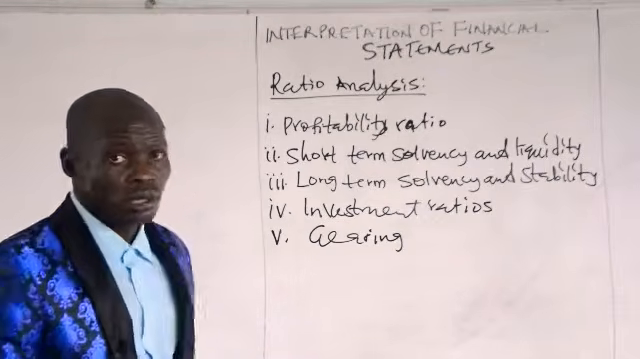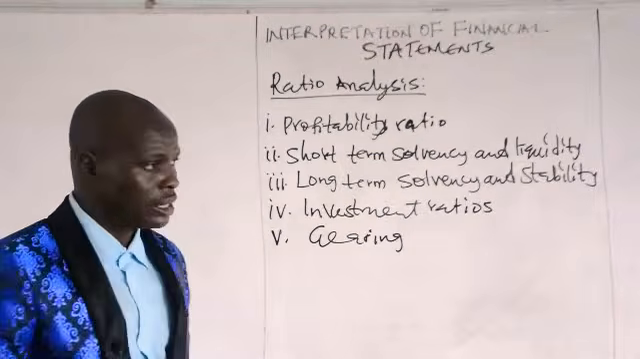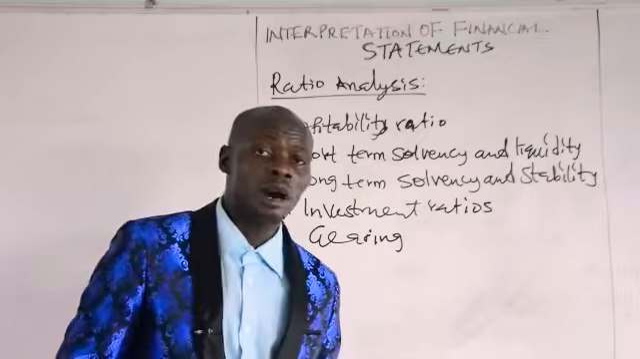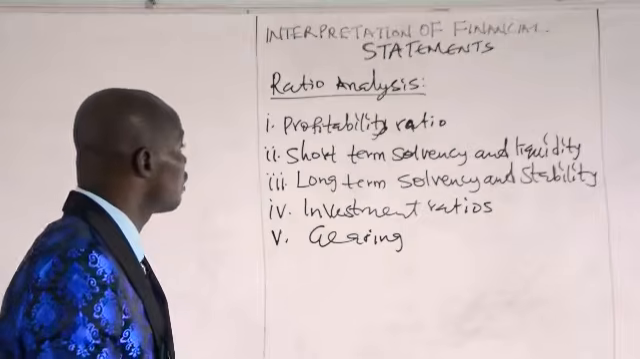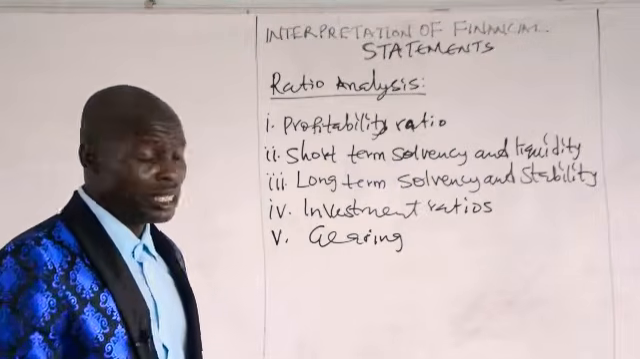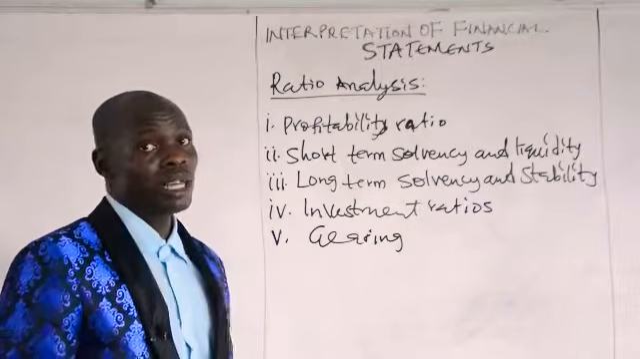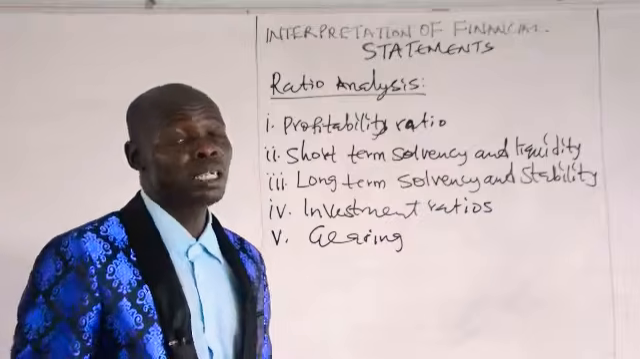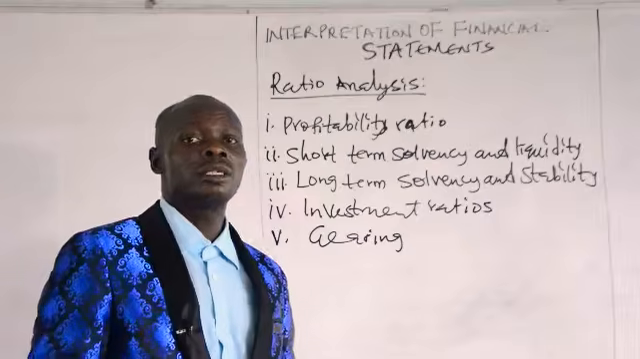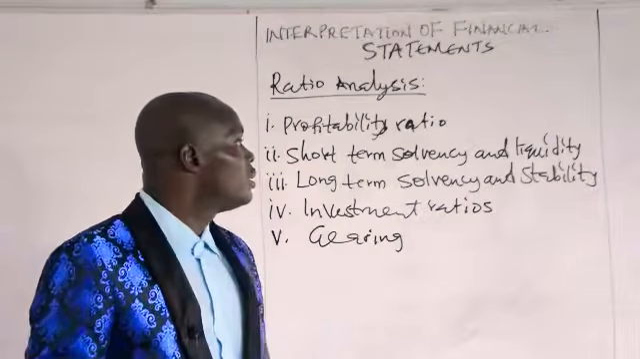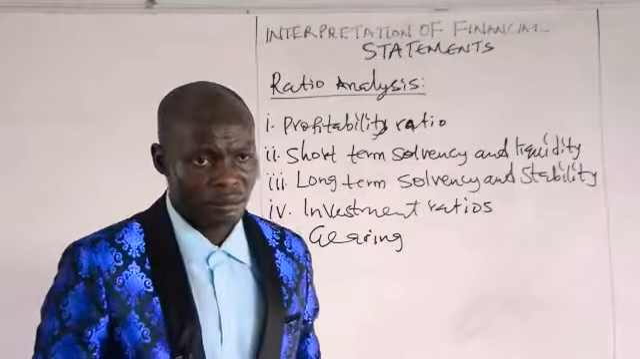So each of these ratios, the computation of ratio depends on the needs of the users. Among the users of the financial statement, we have the management. Management will be interested in the profitability level. So meaning that if you have to compute the ratios of interest to management, you compute the profitability ratios. Please, you don't just only compute the ratio, but you also need the ability to interpret them.